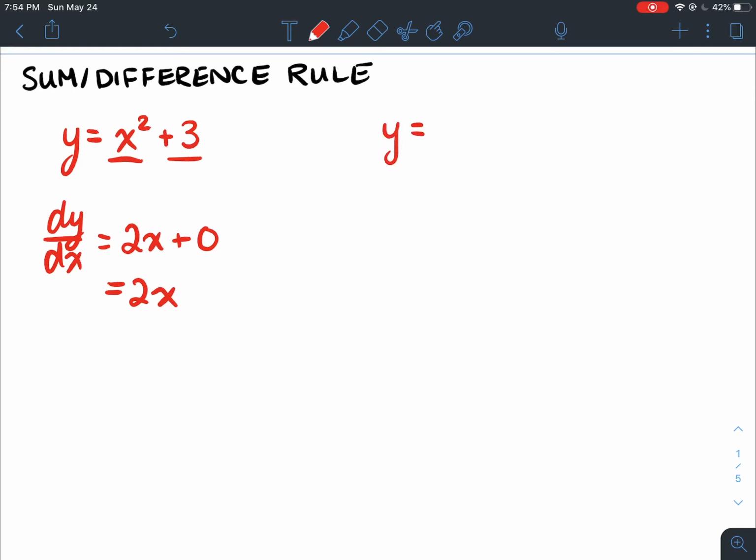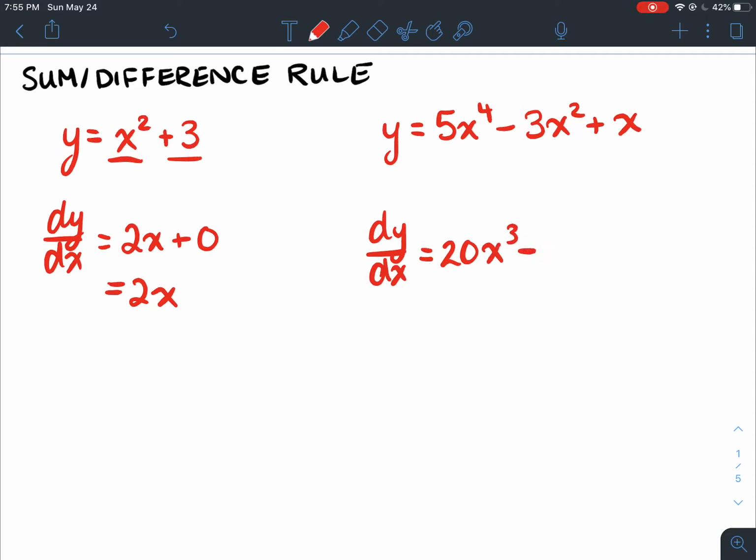Another example, y equals 5x to the power of 4 minus 3x to the power of 2 plus x. If we took the derivative of all of that, we just take the derivative of each term. So the derivative of 5x to the power of 4 would be 20x to the power of 3, minus 3 times 2 would be 6x, and 2 minus 1 would just give us a 1 exponent. And then plus the derivative of x, which is just 1. So that's the sum and difference rule.